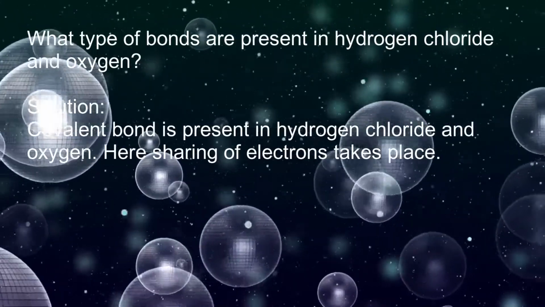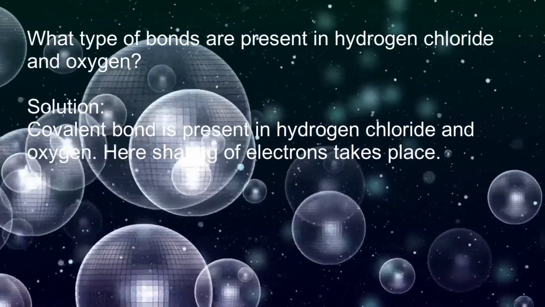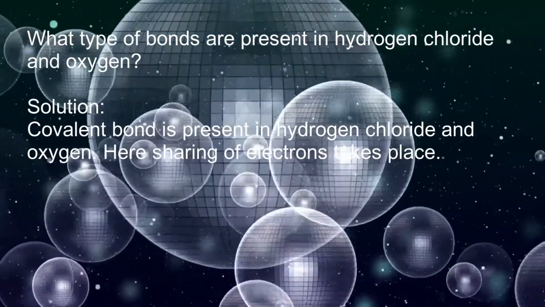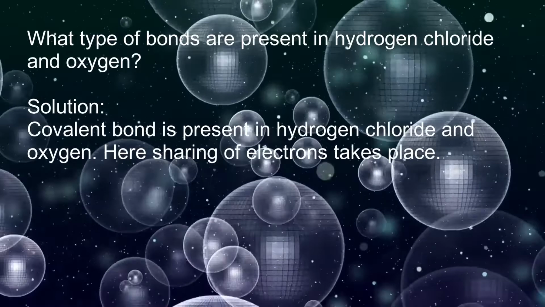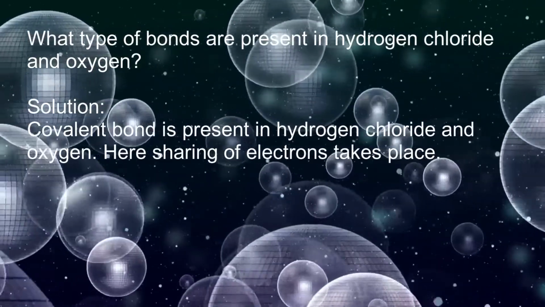What type of bonds are present in hydrogen chloride and oxygen? Solution. Covalent bond is present in hydrogen chloride and oxygen. Here sharing of electrons takes place.